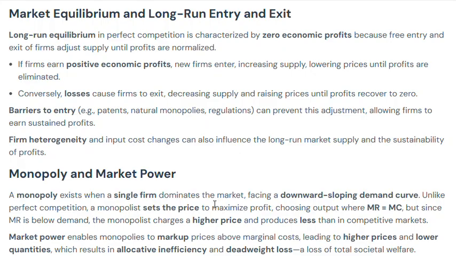Conversely, losses cause firms to exit, decreasing supply and raising prices until profits recover to zero. Barriers to entry, such as patents, natural monopolies, and regulations, prevent this adjustment, allowing firms to earn sustained profits. Firm heterogeneity and input cost changes can also influence the long-run market supply and the sustainability of profits.